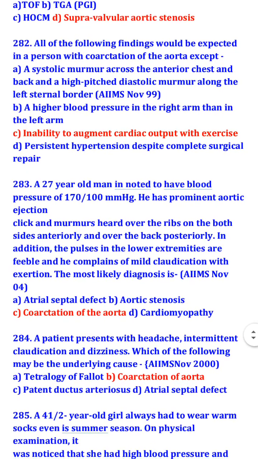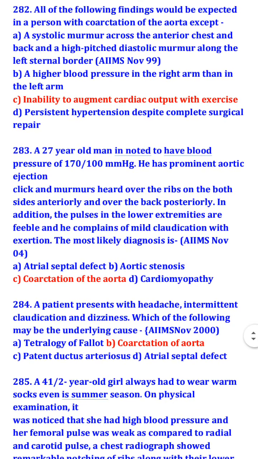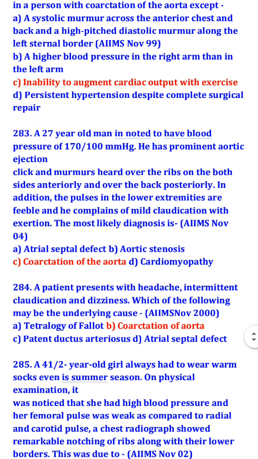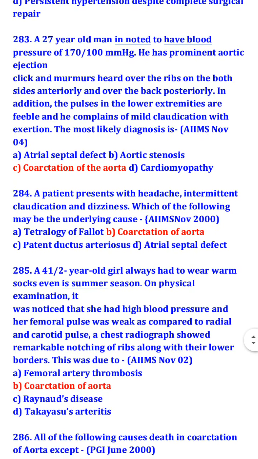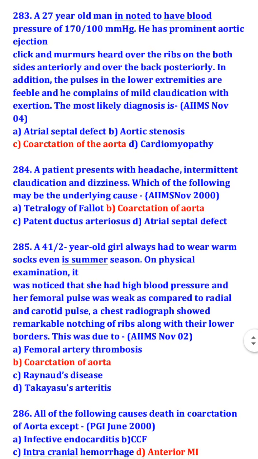Next, a 27-year-old man is noted to have blood pressure of 170 by 100 mm of mercury. He has a prominent aortic ejection click and murmur heard over the ribs on both sides anteriorly and over the back posteriorly. In addition, the pulses in the lower extremities are feeble, and he complains of mild claudication with exertion. The most likely diagnosis is coarctation of the aorta. A patient presents with a headache, intermittent claudication, and dizziness. Which of the following may be the underlying cause? Coarctation of aorta.